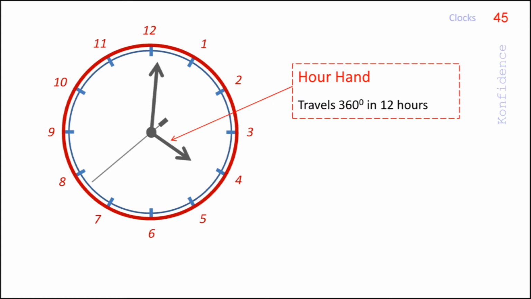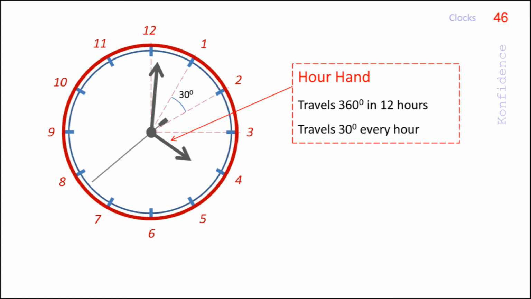So, what is the speed of the hour hand? The speed is distance divided by time, that is 360 divided by 12 equals 30. What is 30? 30 degrees per hour is the speed of the hour hand, or in other words, the hour hand travels 30 degrees in 1 hour.